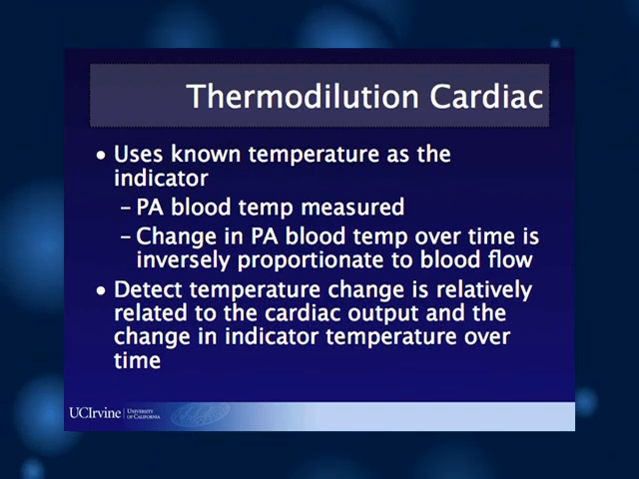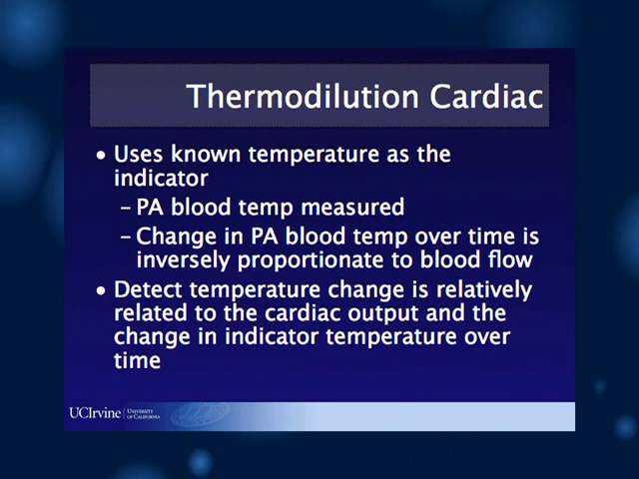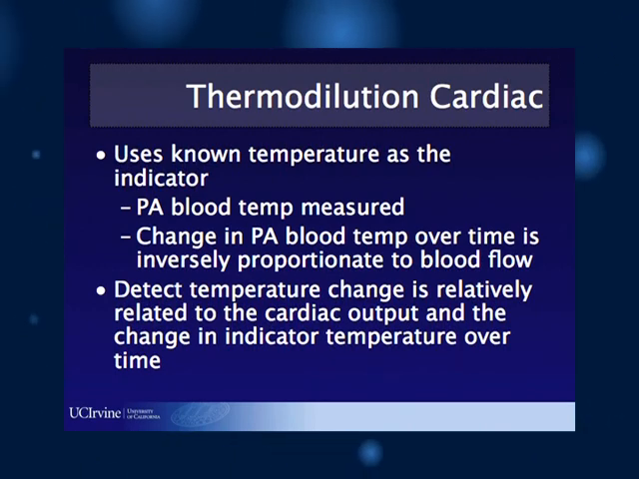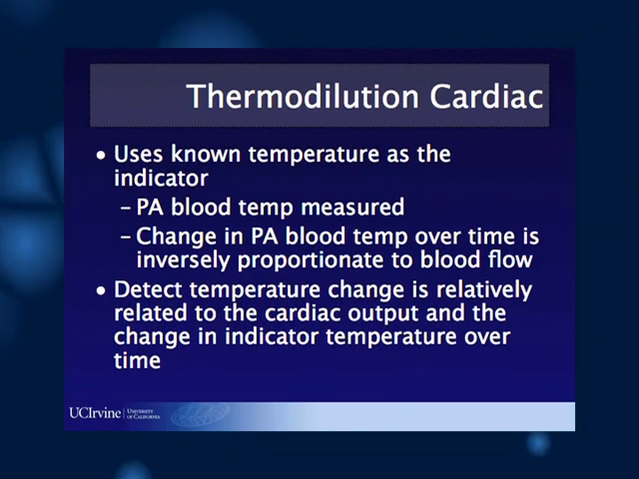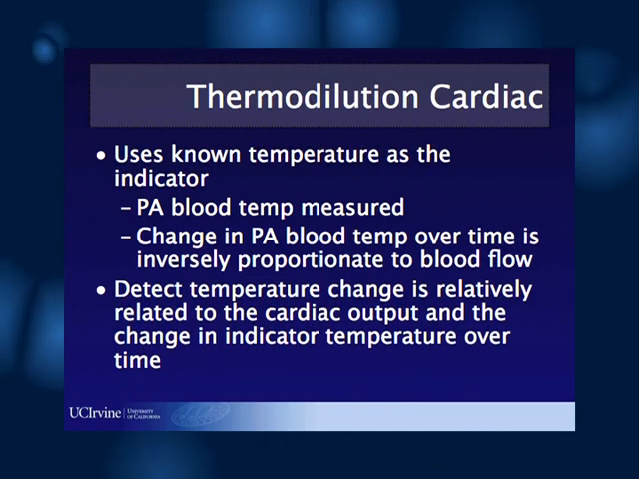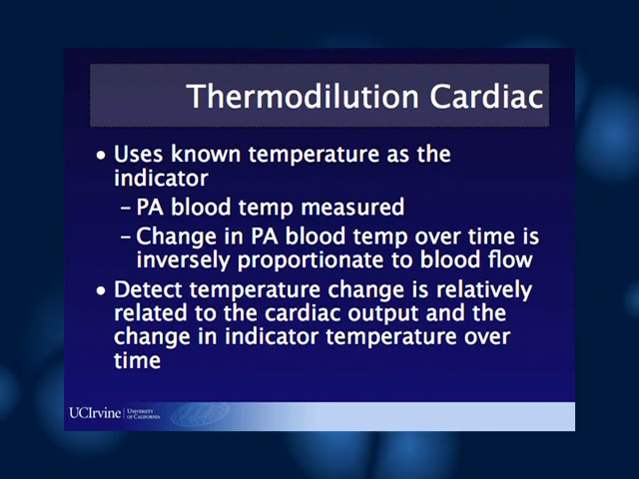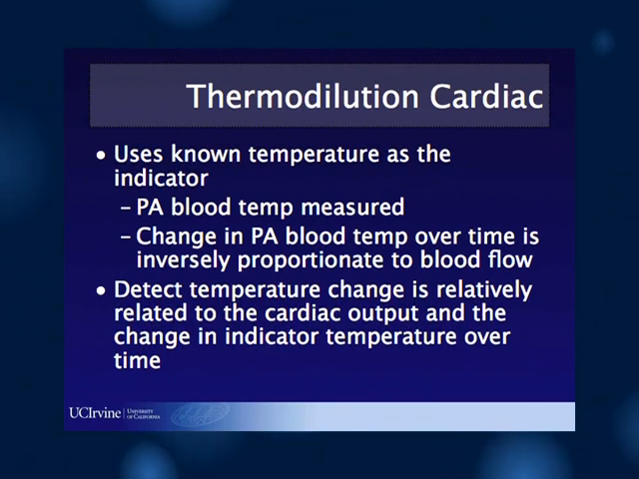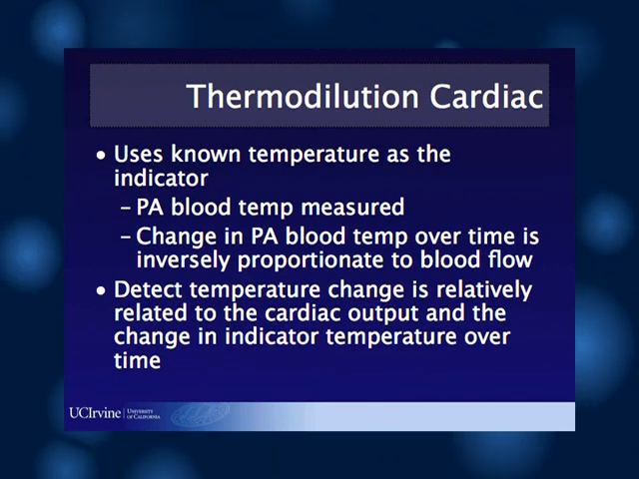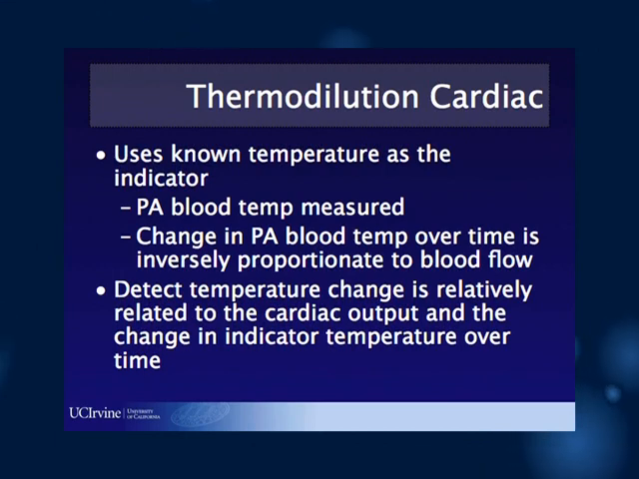The thermodilution cardiac output method is the most commonly used in the cardiac cath lab. It is measured using a right heart catheterization, commonly a pulmonary artery balloon-tipped flotation catheter, also known as a Swan-Ganz catheter, and it uses a known temperature of the blood compared to the changing temperature which occurs as the blood carries a cold indicator of room temperature saline to the thermistor at the end of the catheter.